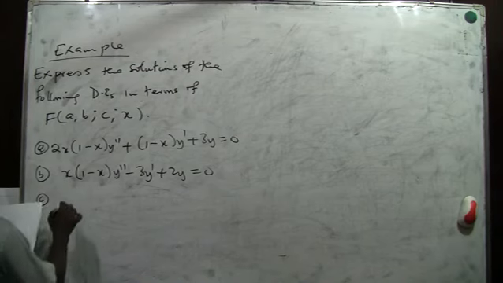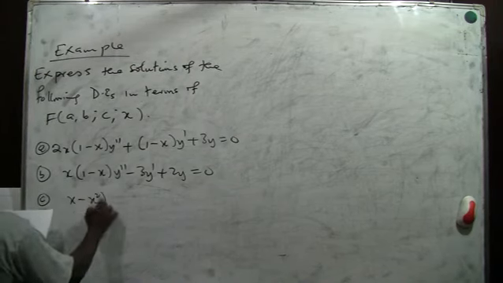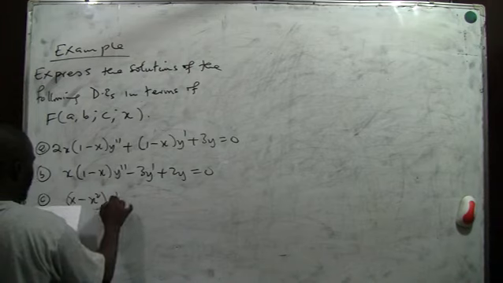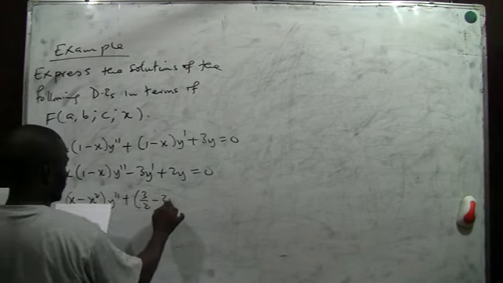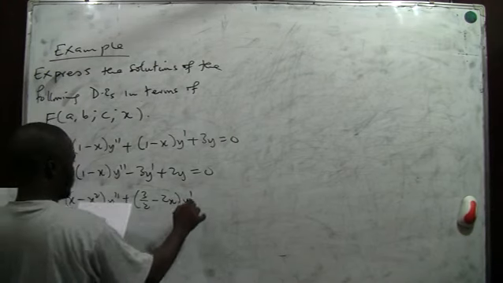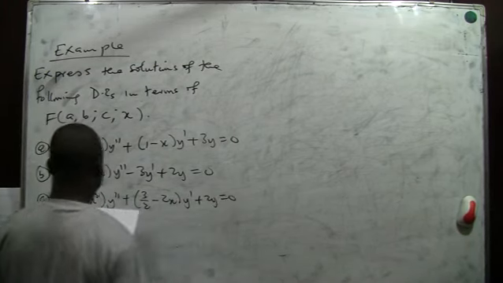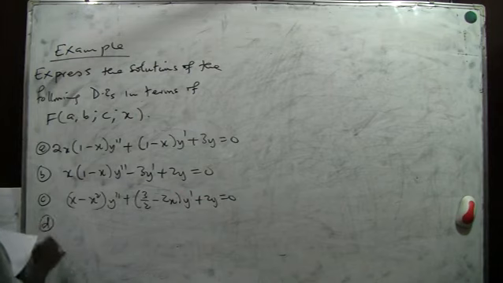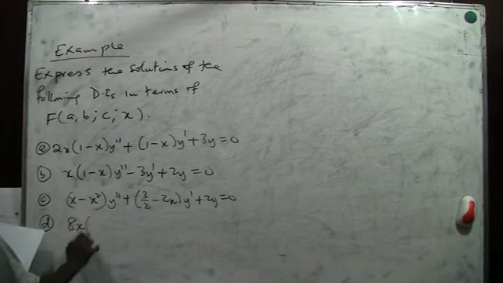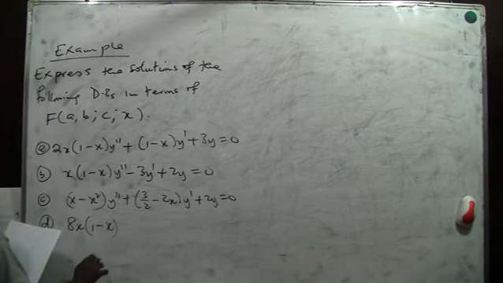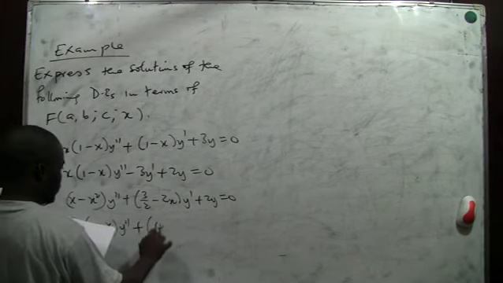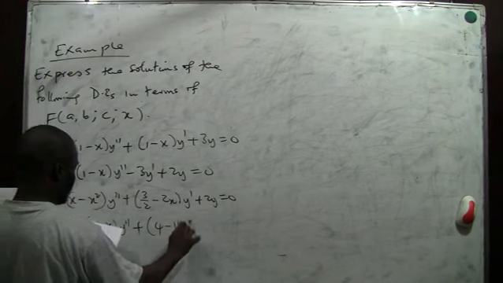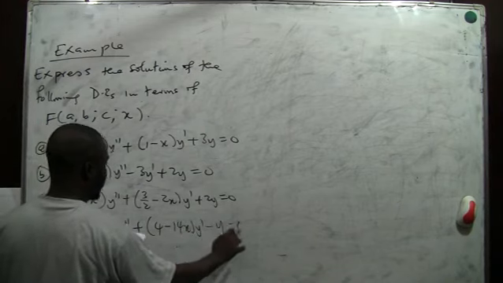C: (x minus x squared)y'' plus (3 divided by 2 minus 2x)y' plus 2y equals 0. And lastly, D: 8x(1 minus x)y'' plus (4 minus 14x)y' minus y equals 0.